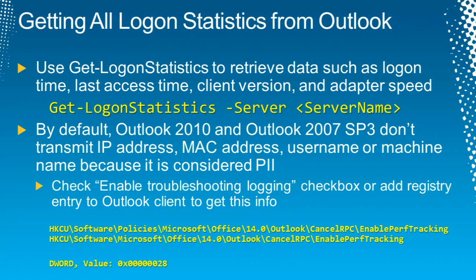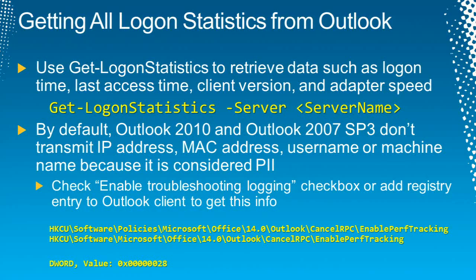So if you're used to using things like the Get-LogonStatistics cmdlet and you're wondering why it no longer returns the name, the IP address, and some of the other information, it's because we turned that off. And we turned it off because of the potential risk. And so for you to turn that on, you have to go and add one of these registry entries.